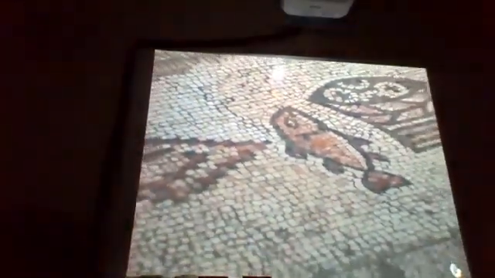Here's a famous mosaic that was found at this site. It was on the floor of a Byzantine church that was built here in the 6th century. As you can see, it depicts a basket of bread with a fish on each side. It was in this area that Jesus called Peter, Andrew, James, and John to be his disciples.